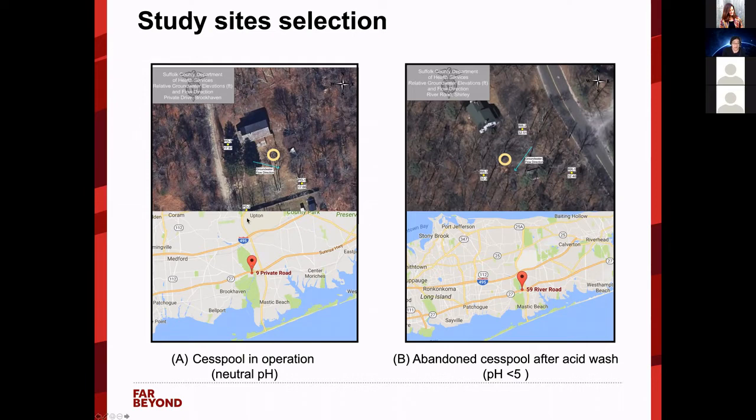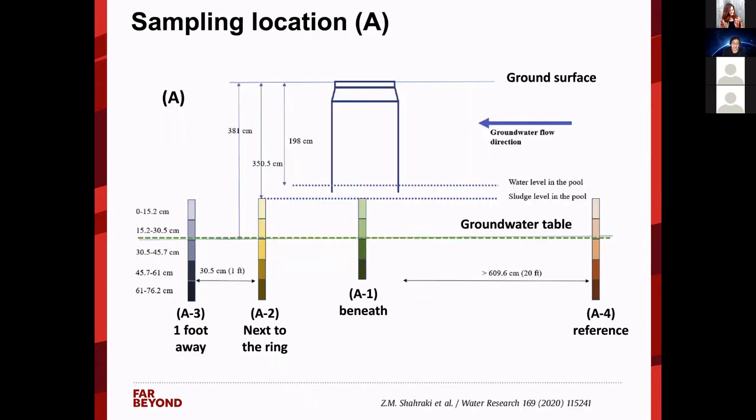The arrows here indicate groundwater flow direction. At site A, the pool was receiving wastewater and had a neutral pH, while at site B, the pool had been acid washed to alleviate a pipe clogging issue before the sampling event. Now let's look at where we sampled our soil matrix. At sampling site A, we collected 4 coring samples.